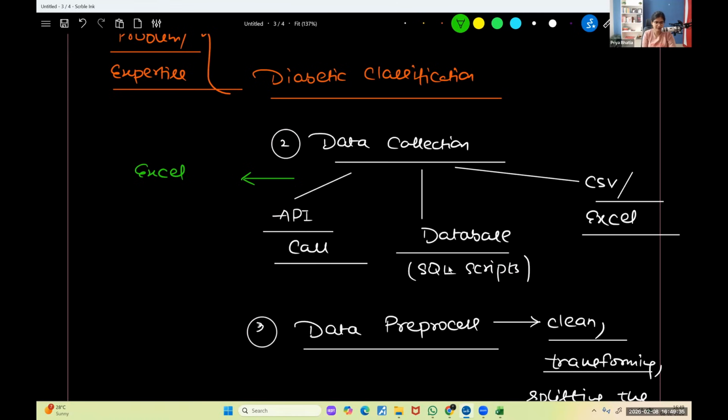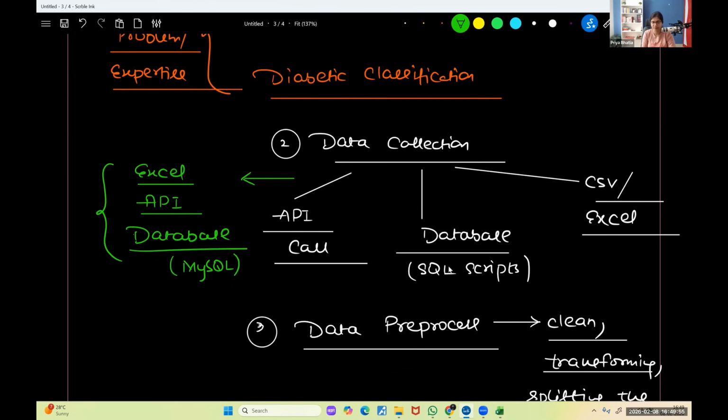You should have very good expertise on how we can call the APIs and all those things. You should have very good expertise on databases also. Maybe any one database, if you know MySQL and you can write all the SQL based scripts, that would be great. This specific tech stack will help you get a deeper level of understanding and create end-to-end projects. That is the main reason why I'm saying you should have a very good understanding of Excel, APIs, and DBs.